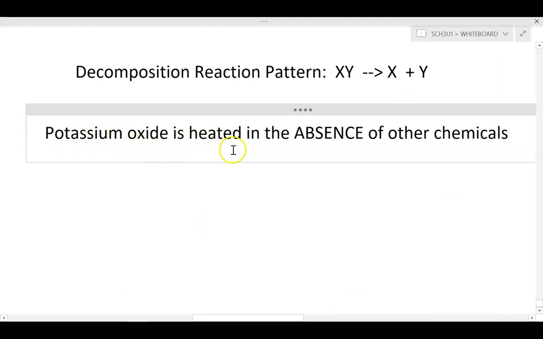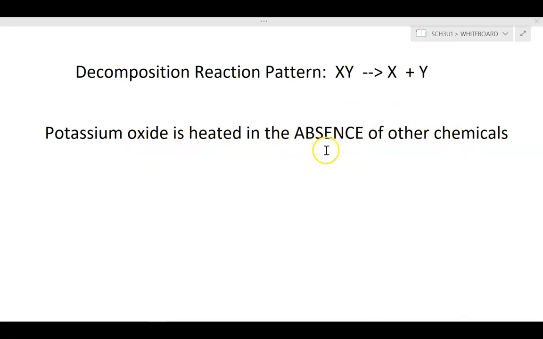Potassium oxide is heated in the absence of other chemicals. So the word absence means there's nothing there. Just the potassium oxide, so it can't react with anyone else. As such, the only type of reaction it could possibly be is decomposition, where it will break apart into its constituent elements. So let's write down the chemical formula for potassium oxide. Potassium is a K, oxide, oxygen.